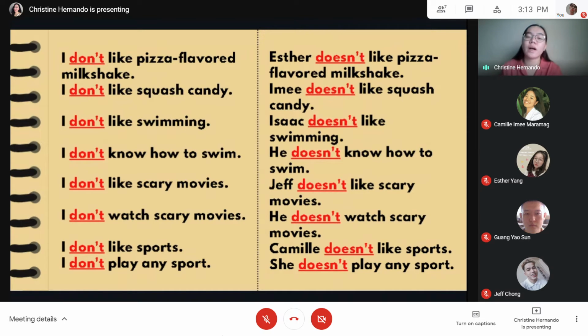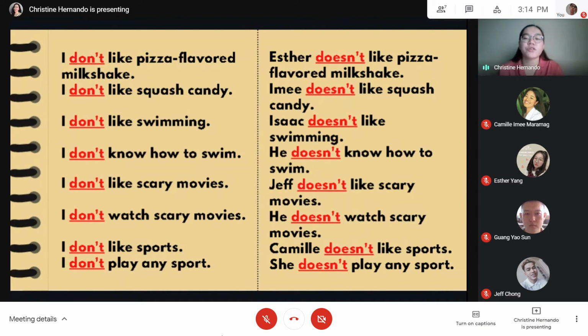So that is what the negative contractions or the auxiliary verbs do to our sentences. They make our sentences negative because don't and doesn't are both made up of two words, the word do and not, and the word does and not. So, did you get that, everybody? Do you have any clarifications, any questions so far? Okay, thank you very much for responding.